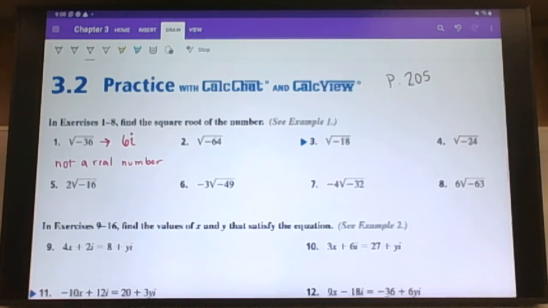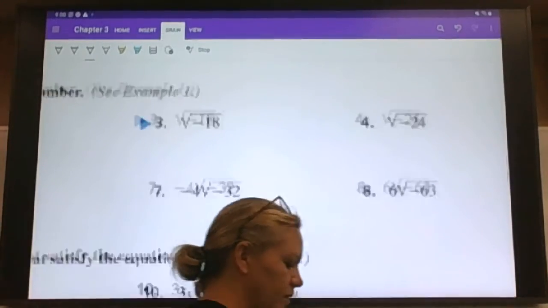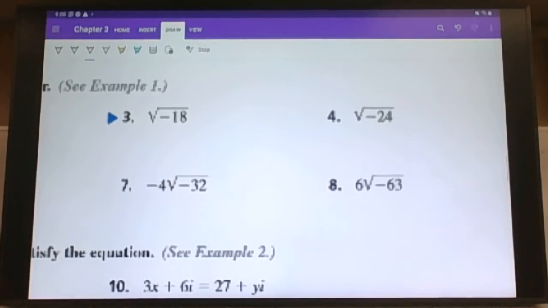So I've just assigned you guys odds. Now, number 3 is more complicated than number 1. Because, do you have a question?